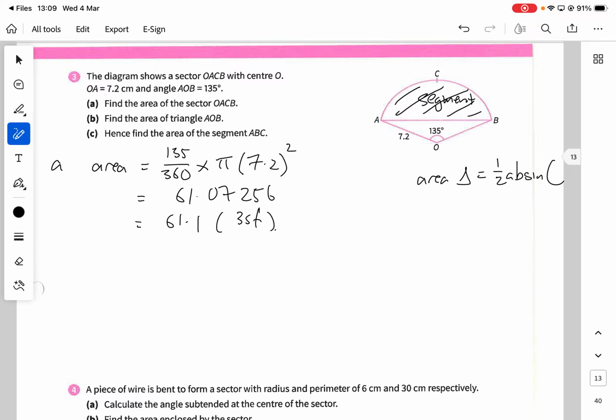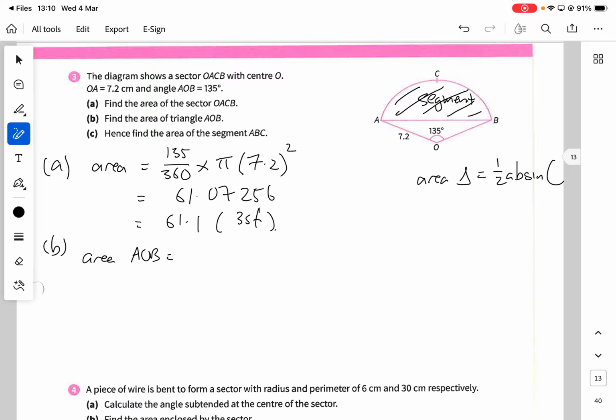You will keep seeing this one. When we come to area of sector and area of segment, you will always be coming back to use your half ab sine C here. 18.328. Yes, 18.3282. Okay? Then 18.3 to 3 significant figures. Then lastly, hence find the area of segment.